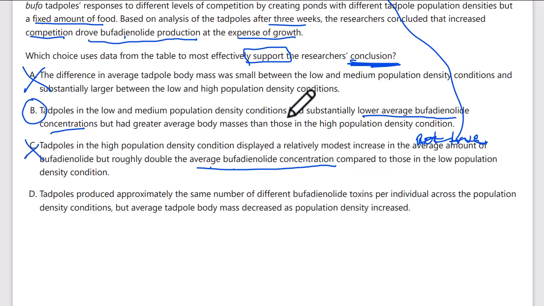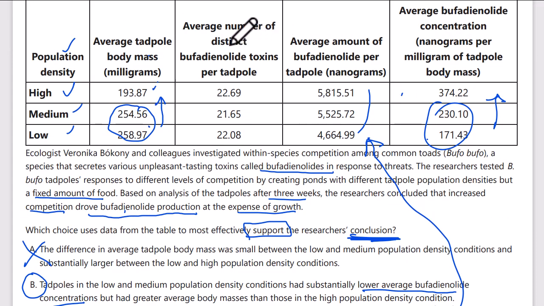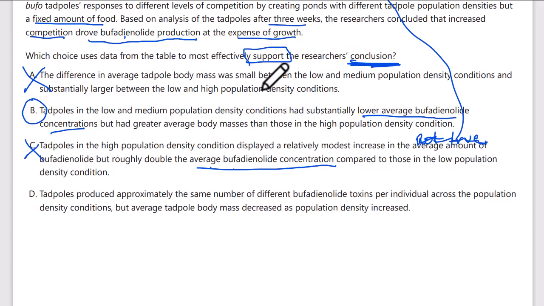D, tadpoles produced approximately the same number of different toxins per individual across the population density conditions, but average tadpole body mass decreased as density decreased. Okay, that might be true. Again, we're getting that confusing toxins per individual for distinct. That's the second column. Again, that second column really does not tell us our story. That's not going to be right.